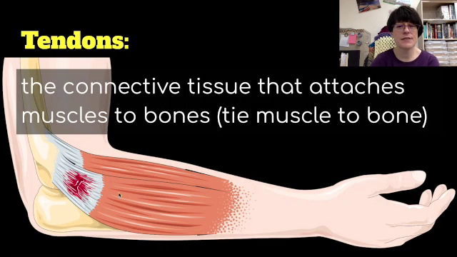Tendons are the connective tissue that attaches muscles to bones. So right here, this is a tendon, and this tendon is a ruptured tendon. It has been injured. So tendons tie muscle to bone. Ligaments link bones. Tendons tie muscle to bone.